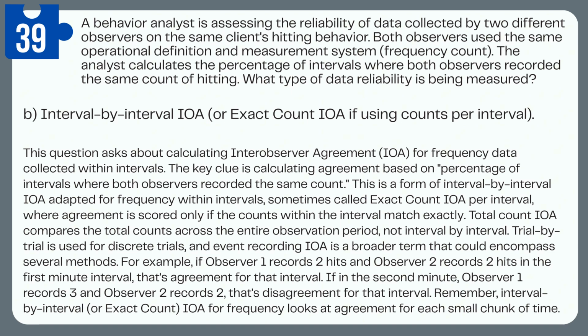If in the second minute, observer 1 records 3 and observer 2 records 2, that's disagreement for that interval. Remember, interval by interval, or exact count. IOA for frequency looks at agreement for each small chunk of time.